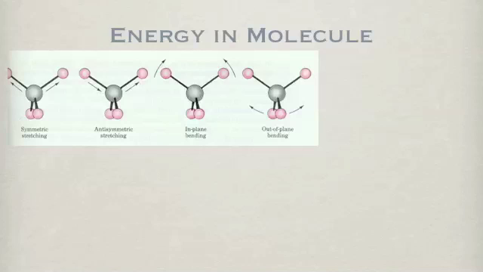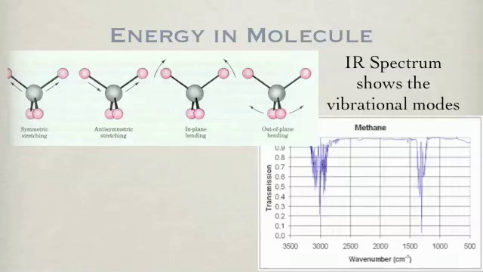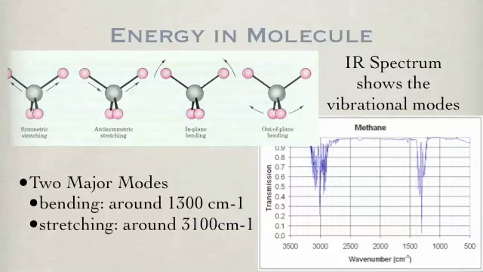Just as translational energy is associated with a molecule moving through space, there is energy associated with the vibrational movement of a molecule relative to itself in space. The IR spectrum shows these vibrational modes. With each vibrational state, there is an energy associated with it. The methane molecule has two major modes associated with bending and the stretching of the hydrogen relative to the carbon.